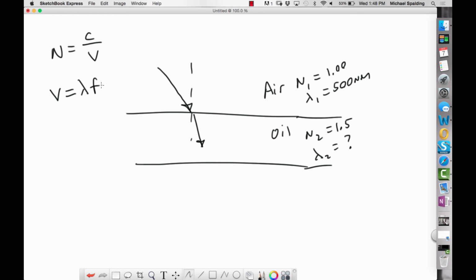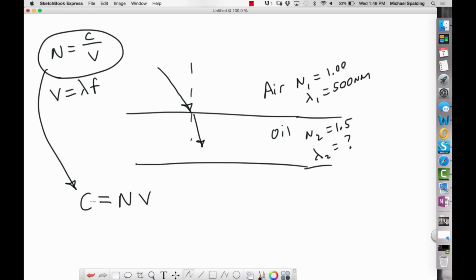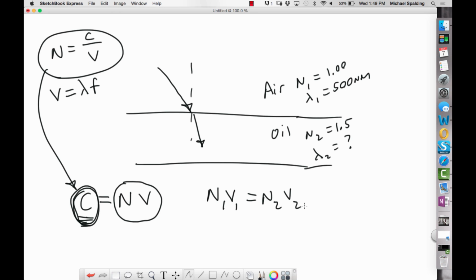So here's how I make sense of this. Taking the first equation, solve it for C. So C is equal to N times V. Now, what do we know about C? Is it a constant? Yes. It's the speed of light in a vacuum. So C is a constant. Now, if that's a constant, that means that N times V must also be a constant. So you can go N1 times V1 for medium 1 must equal N2 times V2 for medium 2.